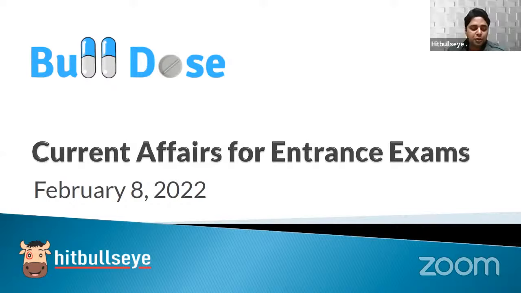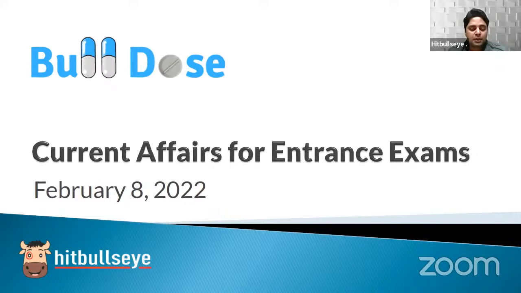So the common query used to be: how to decide which news to read and which news to leave, because you of course cannot read all the news in the newspaper. It's going to take more than 2 to 3 hours, especially for those who are just getting started. So I used to suggest that you can read two editorials, or the Indian Express Explained, or the front page.